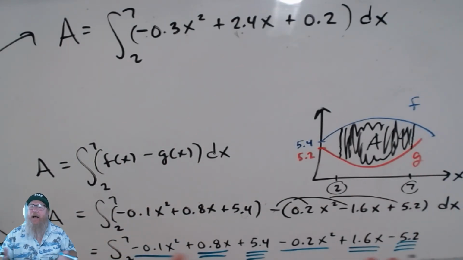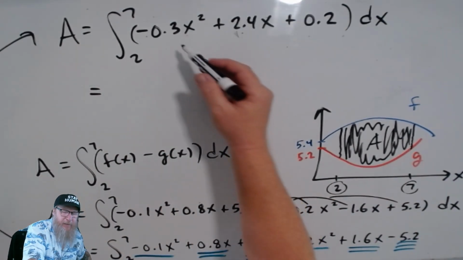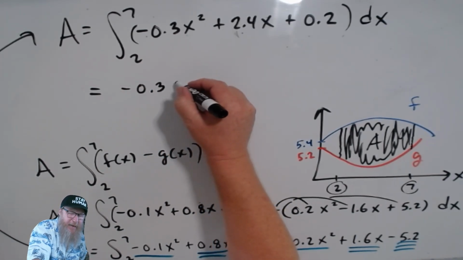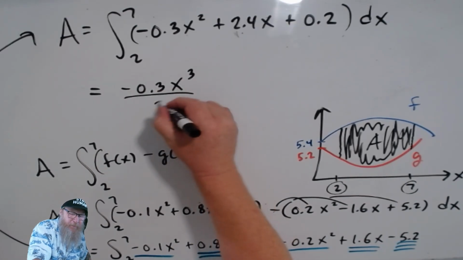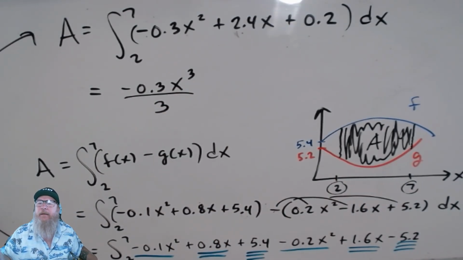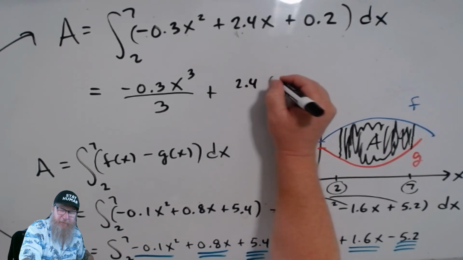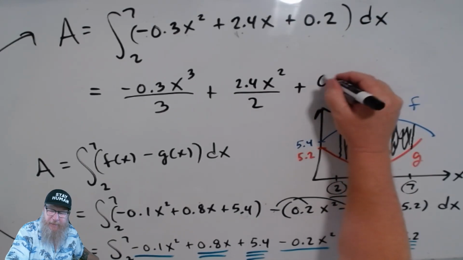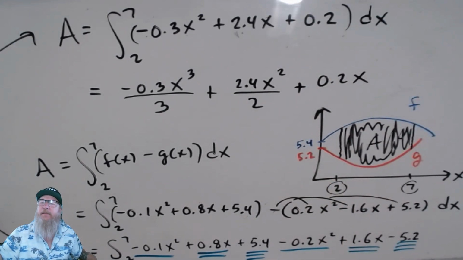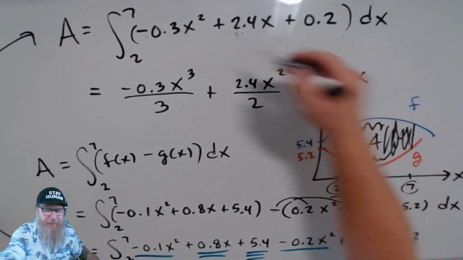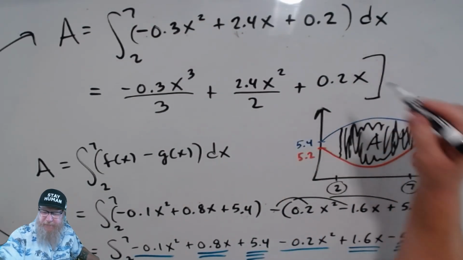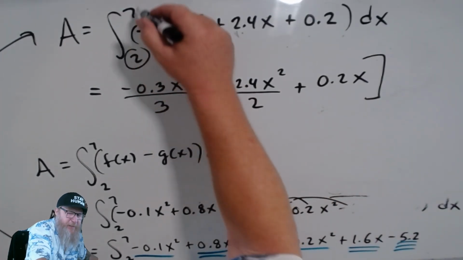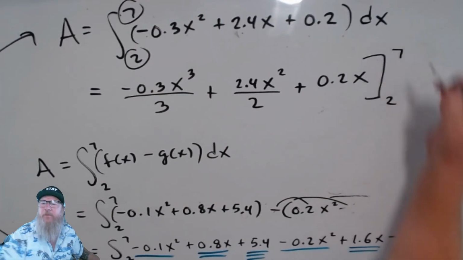So all of that is just the algebra. Now you want to get into the calculus. So go ahead and take the antiderivative. That'll be negative 0.3 x cubed over 3, plus 2.4 x squared over 2, plus 0.2x. And this is a definite integral, so we don't worry about the plus c part. And we go straight to the boundaries, or the upper and lower limits. We go from 2 to 7.